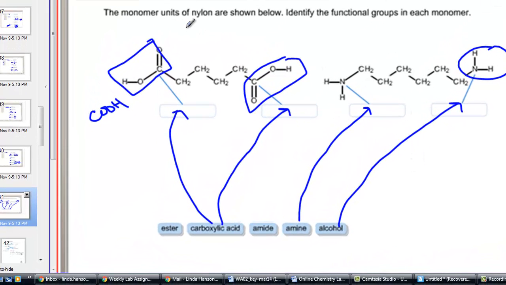These are the monomers used in building nylon. Nylon, of course, is a very strong polymer. We wear those on our legs to keep warm. COOH, carboxylic acids, and the amine is the NH2 group.